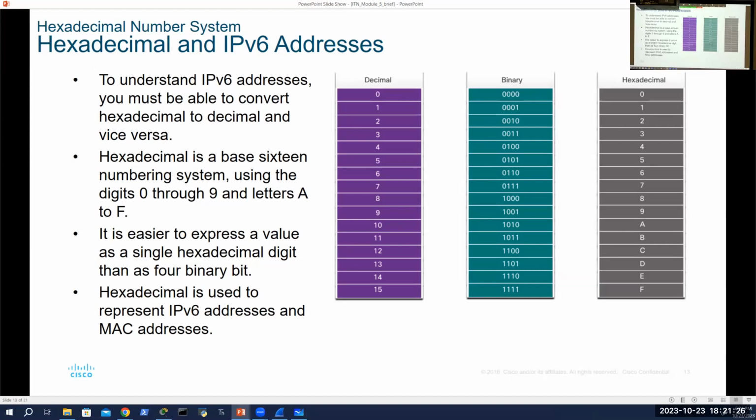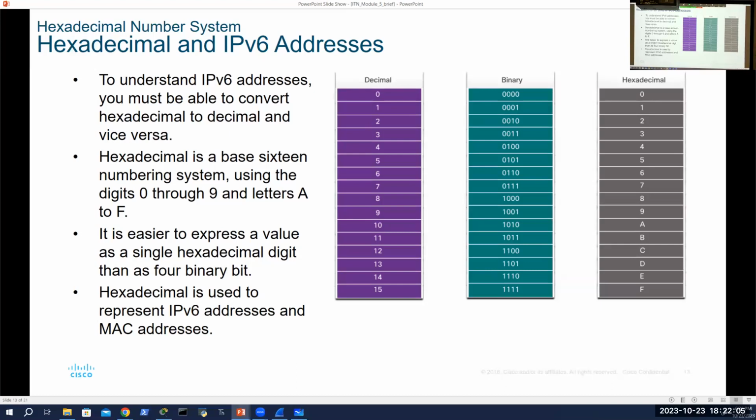is, since it's based on powers of 16, that means there's 16 digits to represent all numbers, just like decimal, powers of 10. There's 10 digits, 0 through 9, to represent all of our numbers. Binary, there's 2 digits, 0 and 1, to represent all of the possible values. So with hex, you can't say 10, because you need an actual single character to represent each of the unique values in the hexadecimal number system.